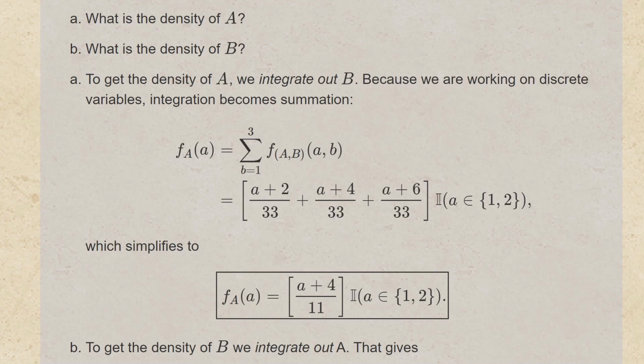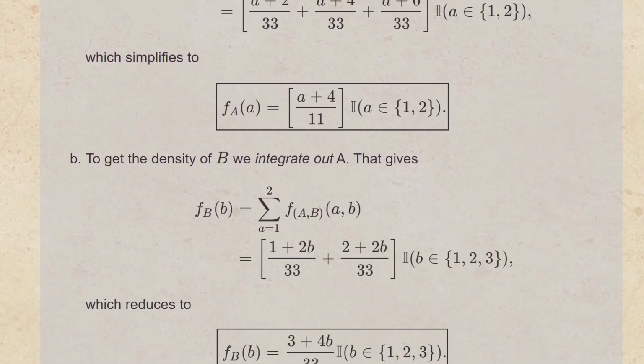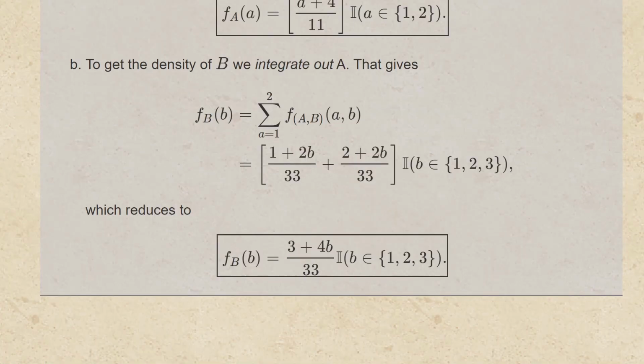On the other hand, to get the density of b, we integrate out the random variable a. That gives the sum over a running from 1 up to 2 of the joint density. So we get (1 plus 2b) over 33 plus (2 plus 2b) over 33 times the indicator that b is either 1, 2, or 3, which reduces to the density of big B at little b being (3 plus 4b) over 33 times the indicator that little b is either 1, 2, or 3.